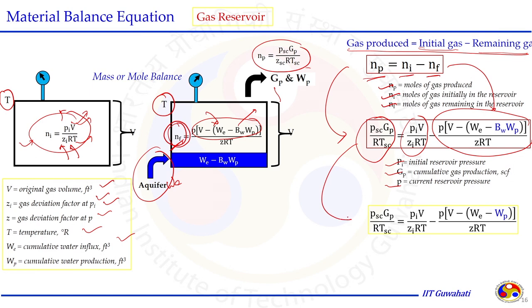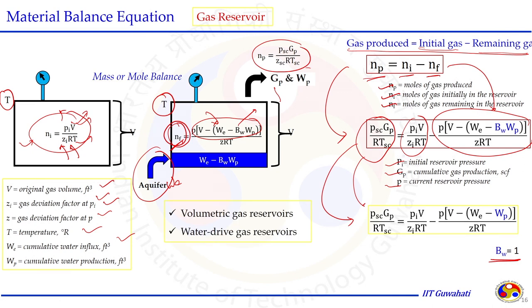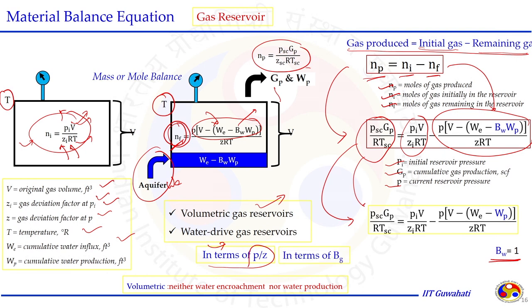The expression can further be simplified just considering the volume formation factor for the water is equal to 1. That's what we discussed in detail in the properties of the water. So the expression can be written in form of the pressure and temperature. Now the reservoir, similar to the oil reservoir, the gas reservoir could be the volumetric gas reservoir or water drive gas reservoir. We can investigate the case for both in terms of P/Z, pressure divided by the gas deviation factor, or in terms of the volume formation factor for the gas.